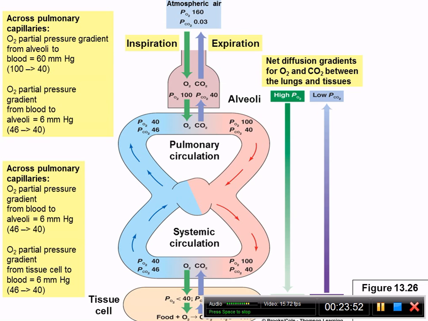It gets carried all the way back up. I have that 40. What's going to happen here? More oxygen comes in. You keep going through that cycle over and over and over again. CO2 is exactly the same way, but reversed. You pick up the CO2 down here at the systemic capillaries. You carry it up to the lungs, where you can see it at 46 here.